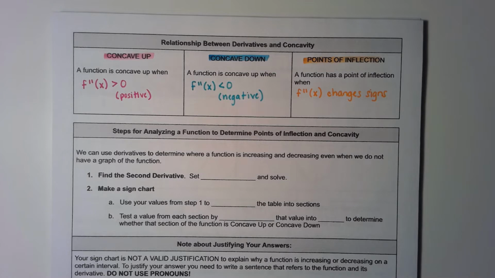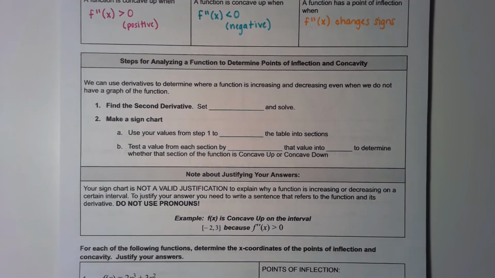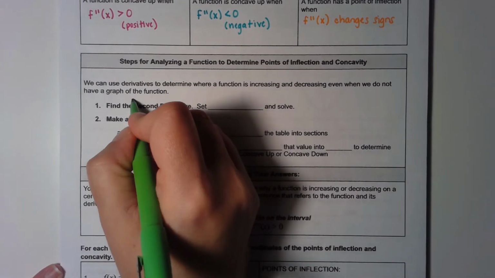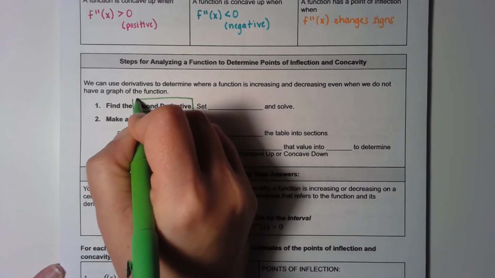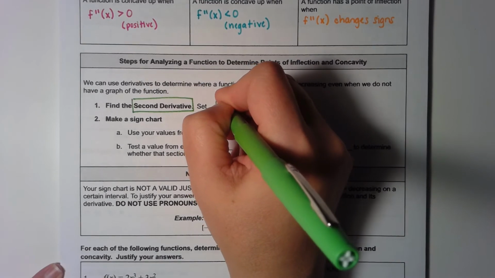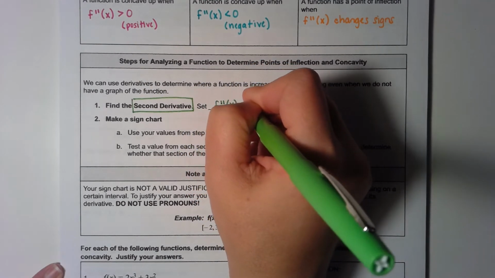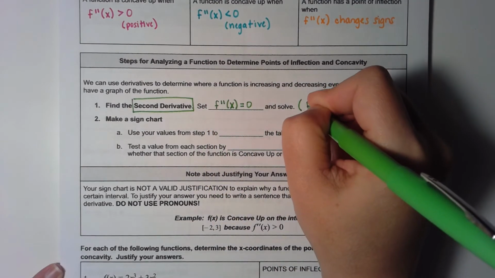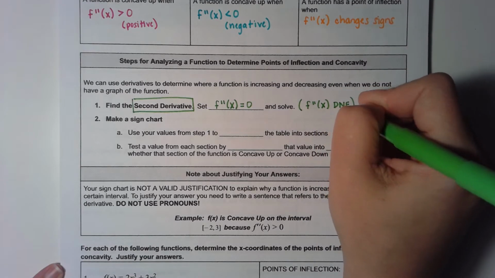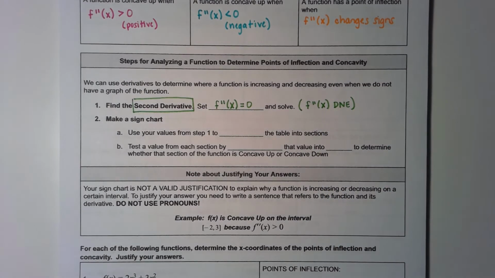So how can we analyze a function using derivatives to determine concavity? First, you're going to find the second derivative. Now, this is really important. We need to use the second derivative, so we need to start by finding the second derivative. Then we're going to set the second derivative equal to 0 and solve. And we could also look for places where the second derivative does not exist. So if there is a certain x value that you can't use for that derivative, you could also include that in your list.